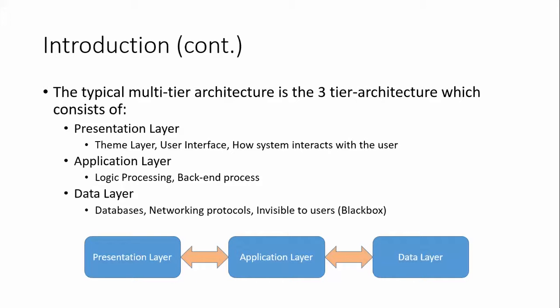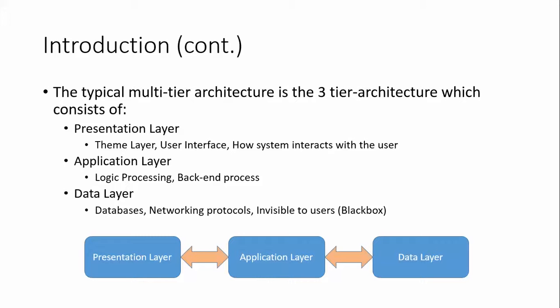Now, the typical multi-tier architecture would be the three-tier architecture, which consists of three different layers or tiers, such as the presentation layer, the application layer, and the data layer. The presentation layer, as the name implies, controls how the system will interact with the user, such as through the layout, the theme, user interface, and such.